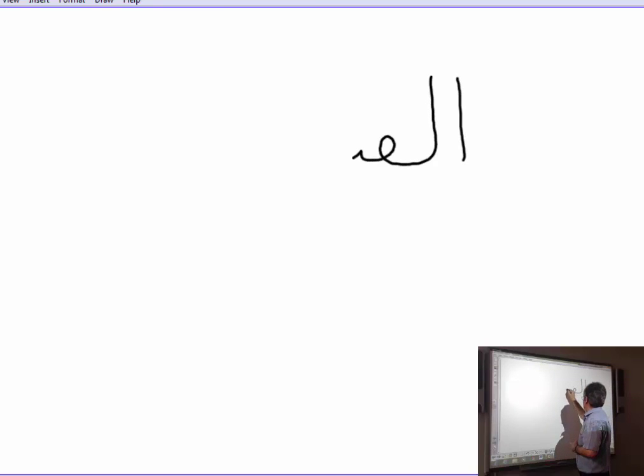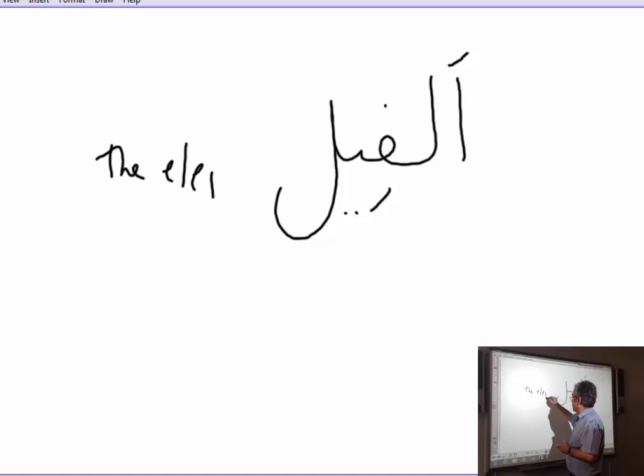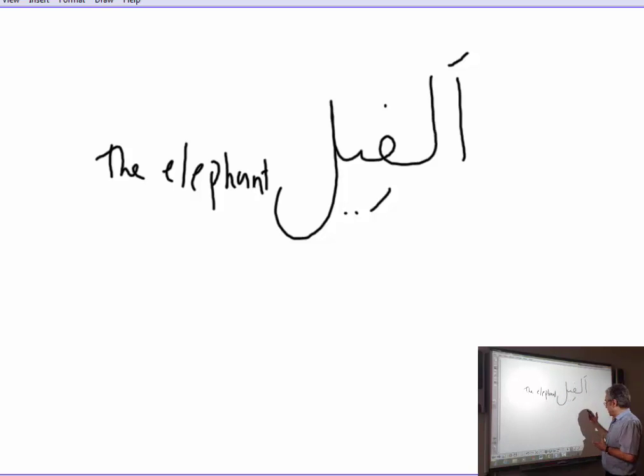Next one, we can take some more words. Maybe you can read that one here. It's easier for you. It is al-fil. Is it a sun letter here or not? It is not a sun letter. Al-fil means the elephant. I will give you maybe some more examples in the future, but let us take another two words here just to remember.